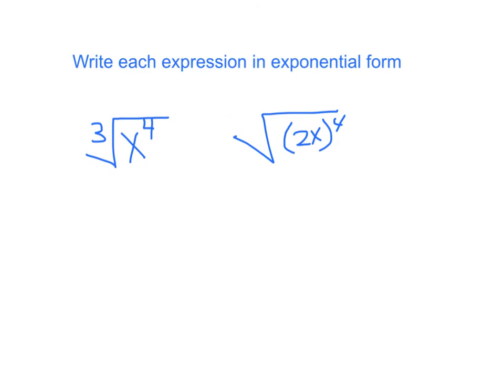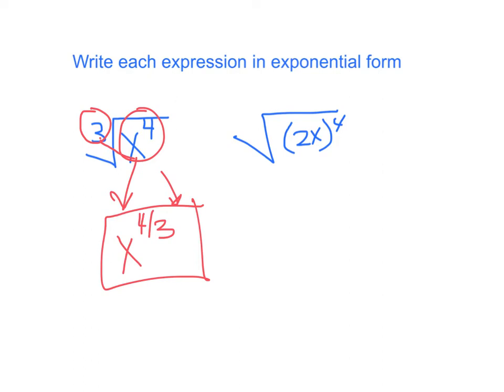Going backwards now, we want to write each expression in exponential form. So the index becomes the fraction denominator. So I'll copy down this x to the 4th, but then it's going to be over 3 because that 3 of the index becomes the denominator.